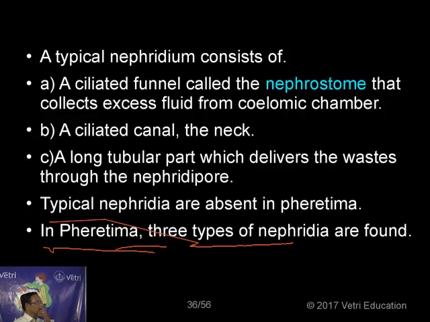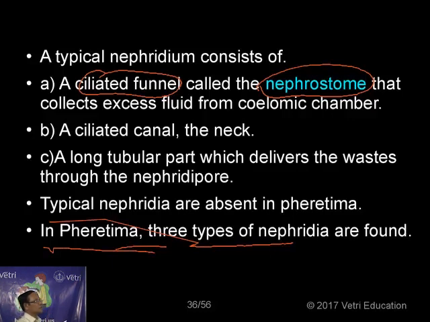So a typical nephridium consists of a ciliated funnel, called the nephrostome, which normally opens into the coelomic cavity and collects excess fluid from the coelomic chamber. So this is the mouth that opens into the coelomic cavity where you have the coelomic fluid present. And it is followed by a ciliated canal.